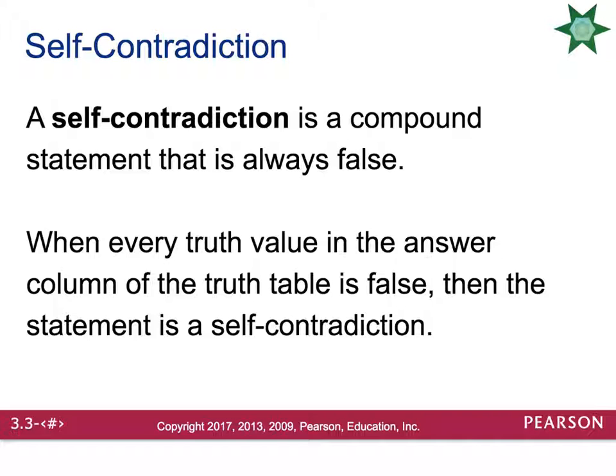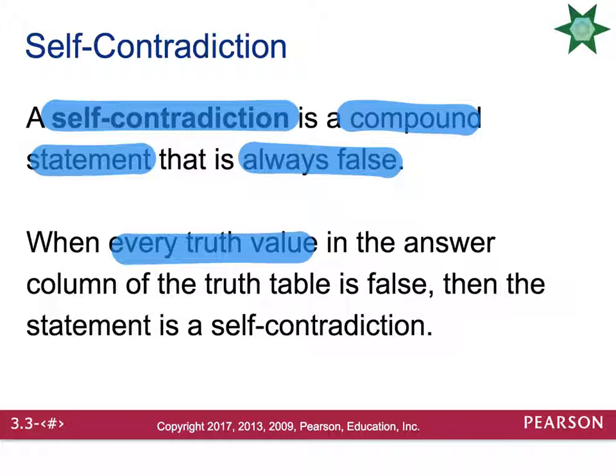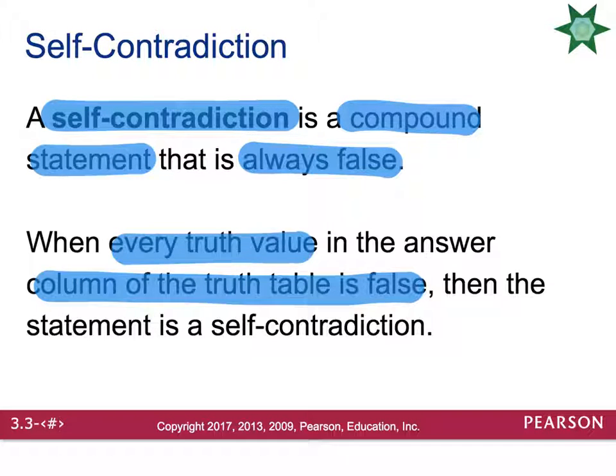Okay, let's look at some terms. We talk about a self-contradiction. That's a compound statement that's always false. Okay. So we're going to say every truth value in every column of the truth table is false. Okay. We call it a self-contradiction.